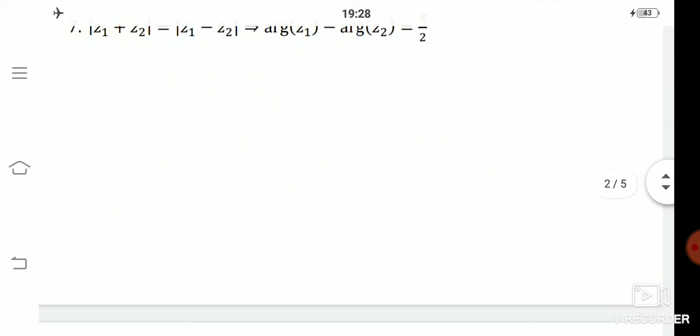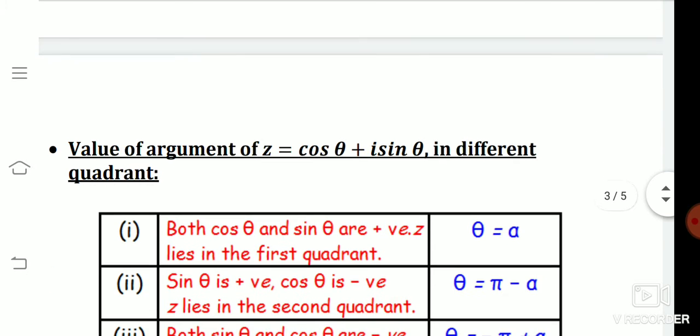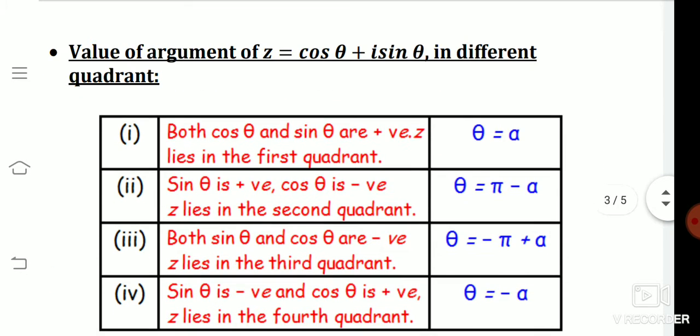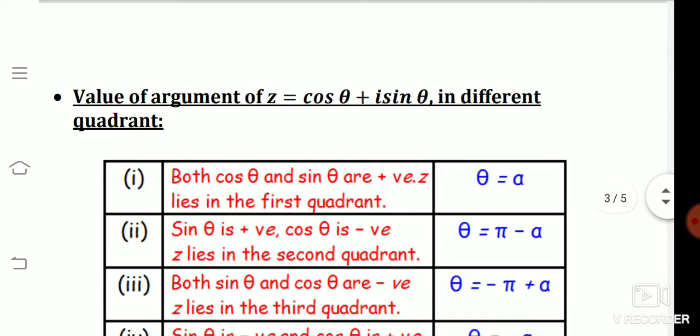This is some basic property about the argument of a complex number in a complex plane. Okay, now the most important thing, you have to know the value of argument of z equal to cos theta plus i sin theta. We can represent z equal to cos theta plus i sin theta from De Moivre's theorem, that we know z equal to cos theta plus i sin theta is a complex number.